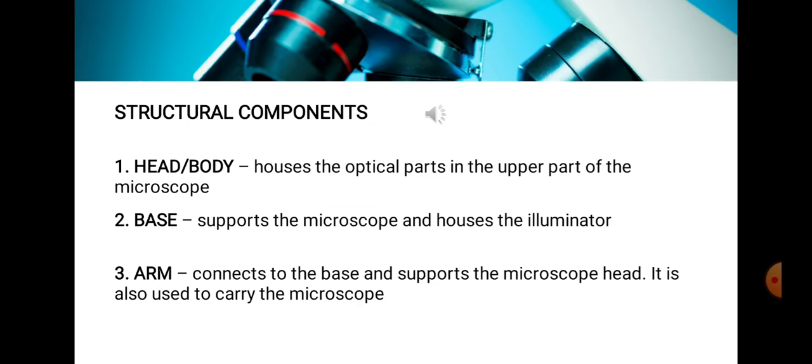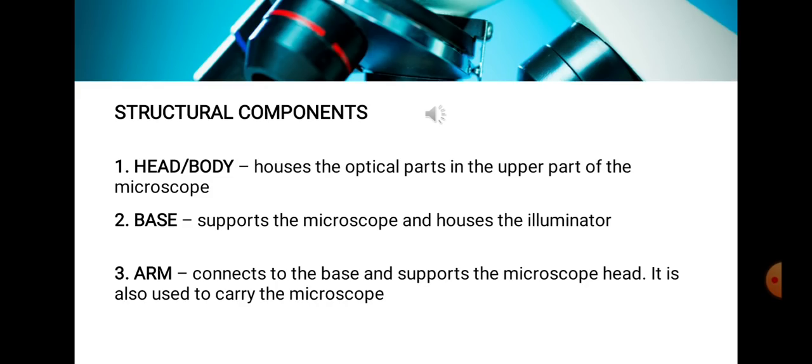A compound brightfield microscope consists of structural and optical components. Now let's proceed to discuss the structural components. So please don't forget these three structural components: the head or the body, the base, and the arm.